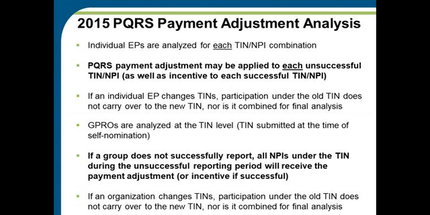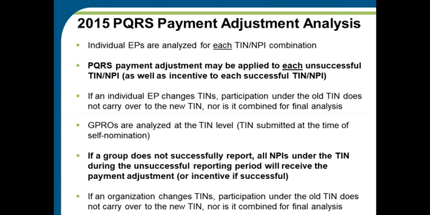I won't go through all of these just so I can leave enough time for questions, but I do want to highlight a couple of things in terms of payment adjustment analysis. The payment adjustment may be applied to each unsuccessful tax ID and NPI combination. So if you're an individual physician that bills under more than one, you will be assessed separately for each of those tax ID and NPI combinations for the payment adjustment. And this also applies to incentive eligibility also. So you might actually obtain an incentive under 1 tax ID number and have a penalty under another.